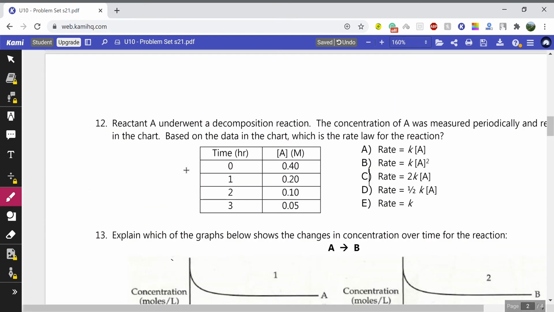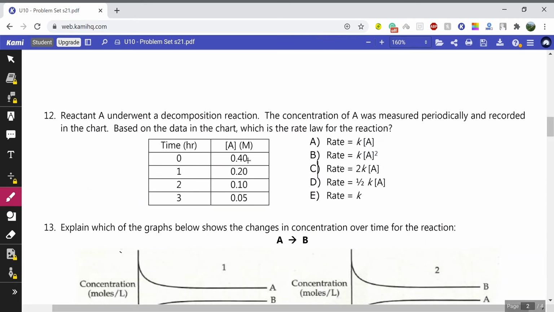Number 12. Reactant A went through a decomposition reaction. The concentration of A is measured, and what do we see here? Time is 0, 1, 2, 3 hours, and molarity of A went from 0.4 to 0.2 to 0.1 to 0.05. So what is the pattern that we see here? After every single hour, the concentration of A decreases by half. So what does this tell you? This is a decay with a half-life.